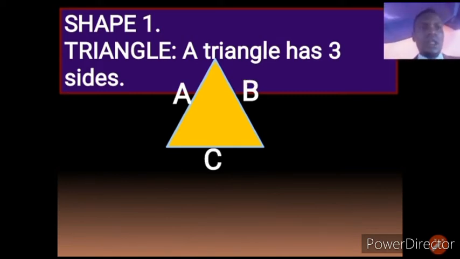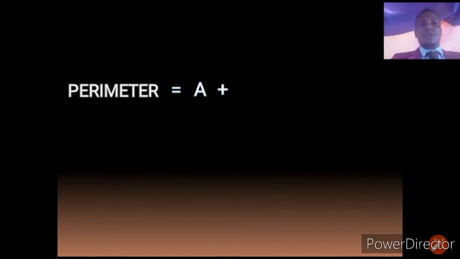Now, if I want to find the perimeter of this triangle, what I will do is add up the measurements of the 3 sides. That is to say, perimeter is equal to A plus B plus C. I get the perimeter of my triangle.